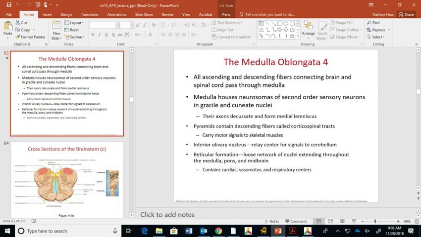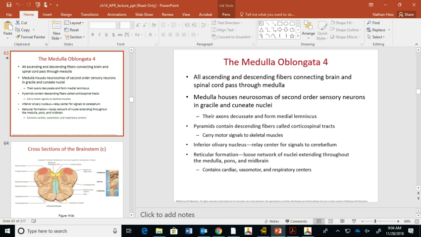So all of our ascending and descending fibers that are coming into and out of the brain have to pass through the medulla, which is kind of a duh, because the medulla is right above the spinal cord, right? To get to the brain, you have to go through the medulla. You'll see this in a lot of these brain stem pieces we're talking about. These are pathways that are bringing stuff from the bottom up to the brain itself. Now they're in that medulla. They're not just these pathways.